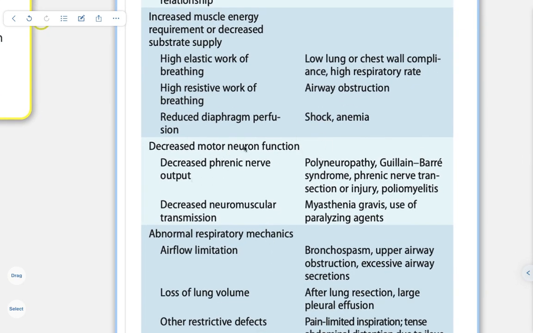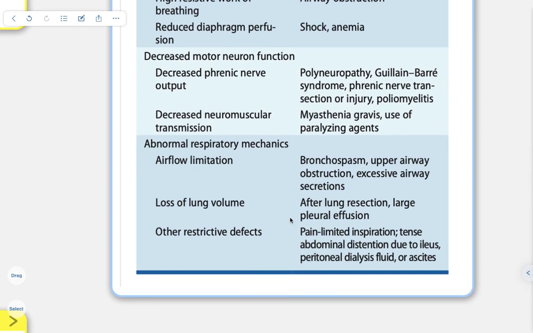Then there could also be a problem in the motor neuron function. Now, either there could be a problem at the phrenic nerve level, or there could be some problem in the neuromuscular transmission. Phrenic nerve output level problems could be polyneuropathy, GB syndrome, or a phrenic nerve transection injury, or a poliomyelitis. Neuromuscular transmission problems include myasthenia gravis or the use of paralyzing agents.